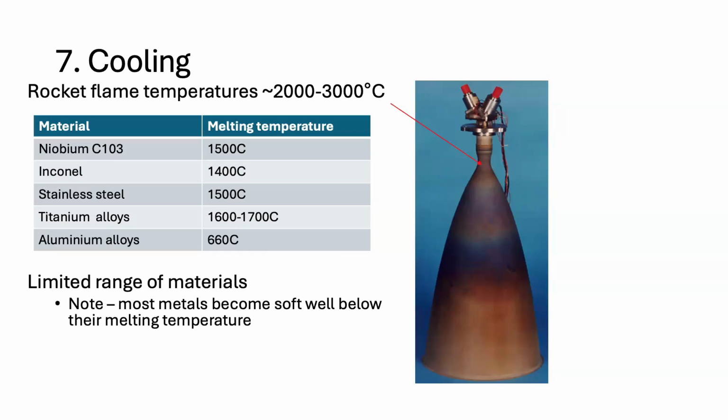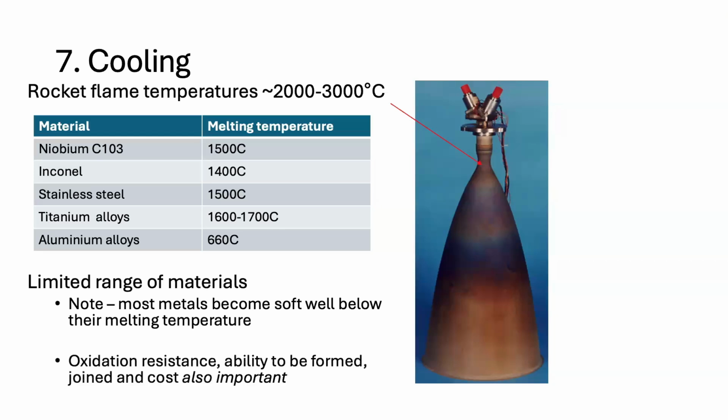And actually, most materials, metals particularly, become soft and therefore mechanically not very reliable, well below their melting temperature. The other challenges that you face are you have to prevent them oxidizing, which might mean they would fracture or disintegrate. They need to be formed into the right shape and joined between different parts of the engine. So you can see there's some valves, there's an injector, there's a combustion chamber, there's a big nozzle here. All of those are made of separate parts and joined together. And how much, of course, these materials cost is really important, with things like aluminium being cheap, but having a very low thermal tolerance, and materials like niobium and Inconel and titanium being much more expensive.